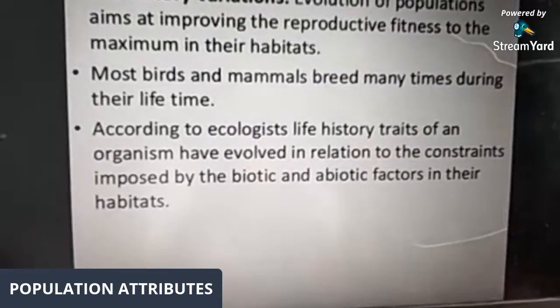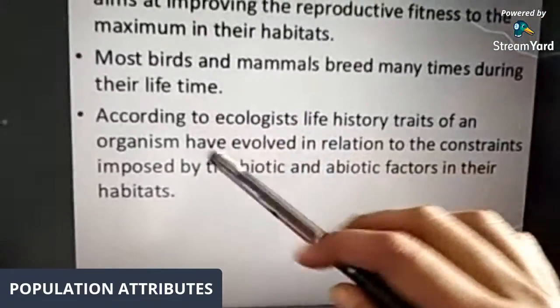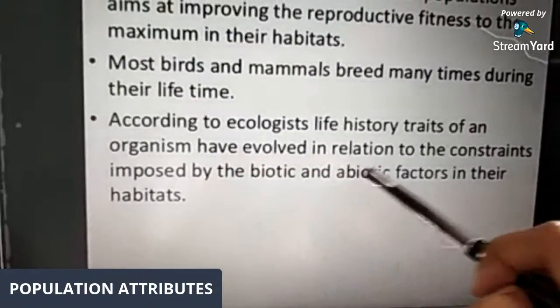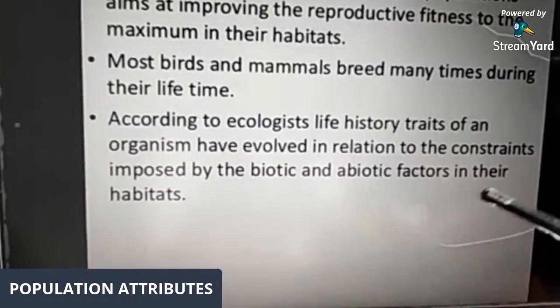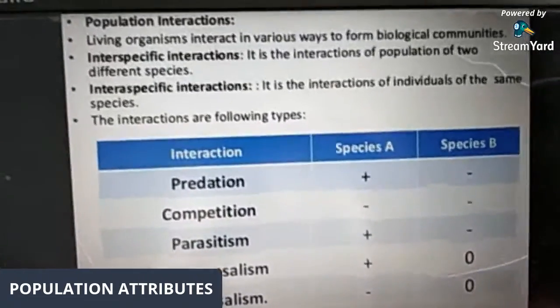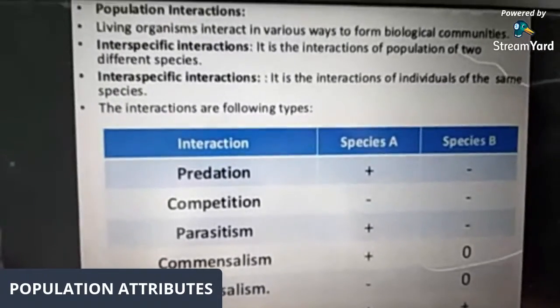Clear? Most birds and mammals breed many times during their lifetime. According to ecologists, the life history traits of an organism have evolved in relation to the constraints imposed by the biotic and abiotic factors in their habitat. Next one is the population interactions.